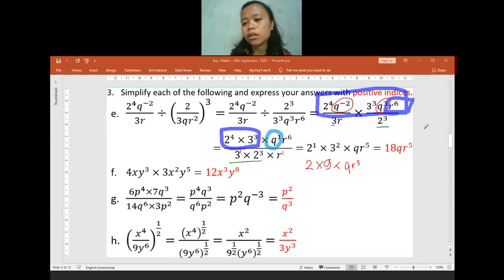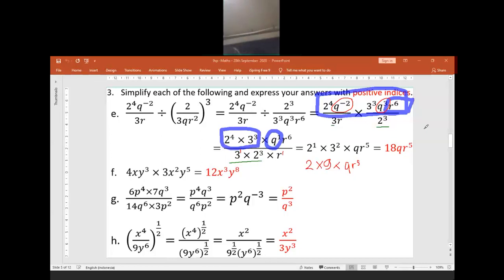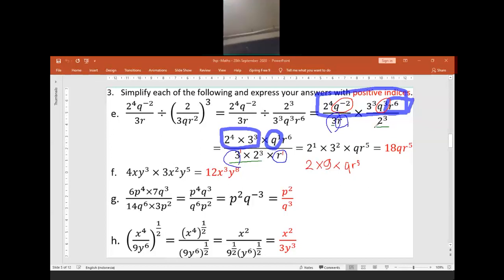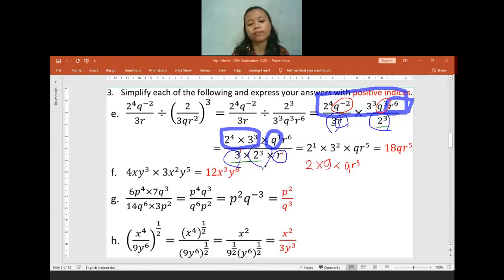Clear? Or is it still confusing? Let me know if it is still confusing. Teacher, how did you get just r at the bottom? So you have to focus on the bottom. From the bottom, as you can see, the r is alone, so it will be just r. For the bottom, we have 3, so it stays as 3. We also have 2 to the power of 3, so it stays as 2 to the power of 3.